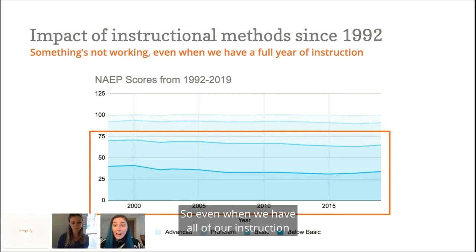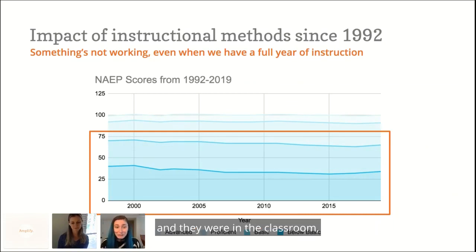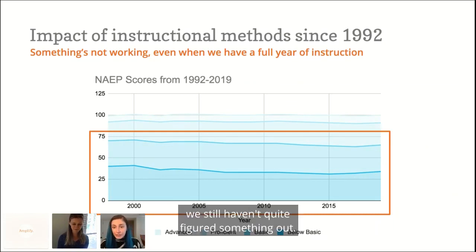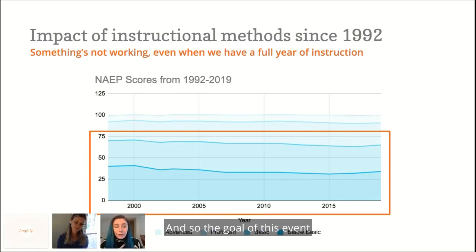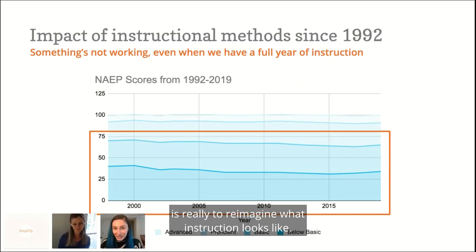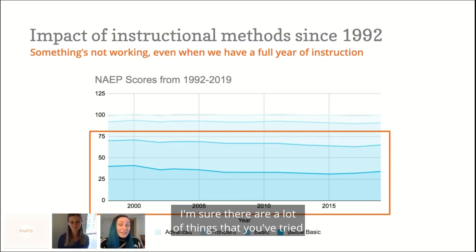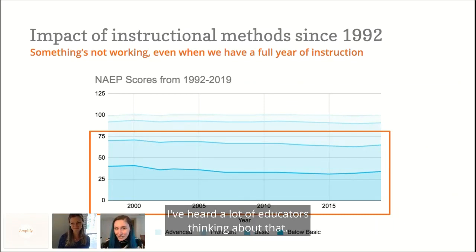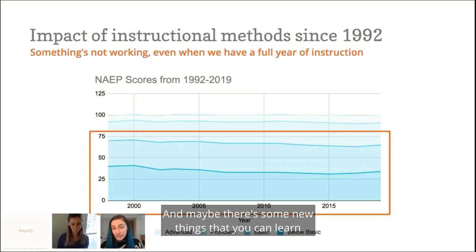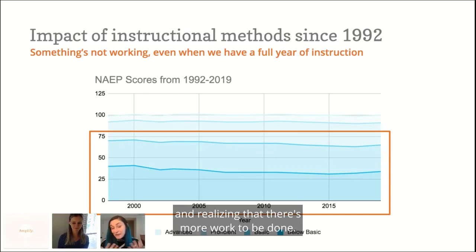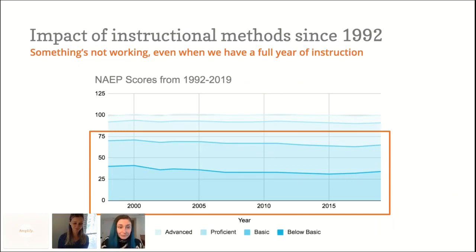So even when we have all of our instruction and we're in the classroom, we still haven't quite figured something out. And so, you know, the goal of this event is really to reimagine what instruction looks like. I'm sure there are a lot of things that you've tried new this year that maybe you want to carry over. I've heard a lot of educators thinking about that. And maybe there's some new things that you can learn from this session that will help you get excited about the opportunity of going back to the school year now that you've had all of these experiences and realizing that there's more work to be done.